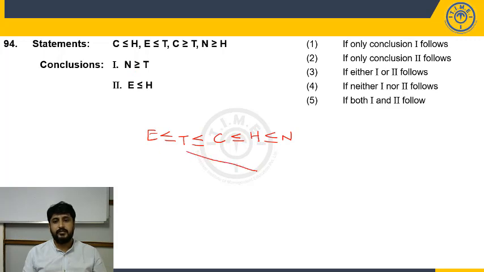What is the relation that we have between N and T? Less than or equal to, less than or equal to leads to less than or equal to. So T less than or equal to N is as good as N greater than or equal to T. So 1 follows. Now let's identify the relation between E and H.